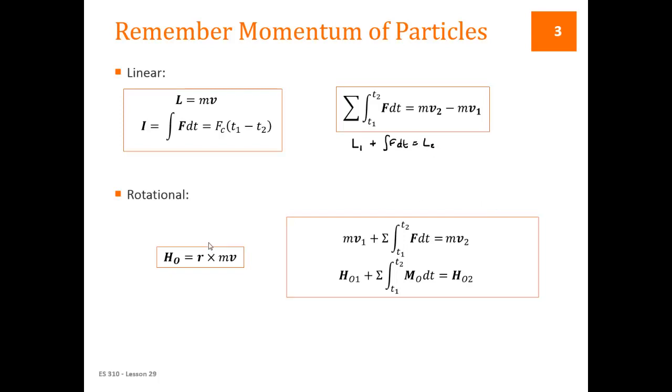We also looked at rotation for particles, because the particles were moving in an arc, not that they themselves were rotating. But when a particle is moving in an arc, we had rotational momentum, which was equal to r crossed with mv, or you can think of this as the moment of the momentum. And we also had our impulse momentum equations. This is the linear one at the top, and this is the rotational one at the bottom. Notice in the rotational one, we're finding the integral of the moment dt instead of the force dt.